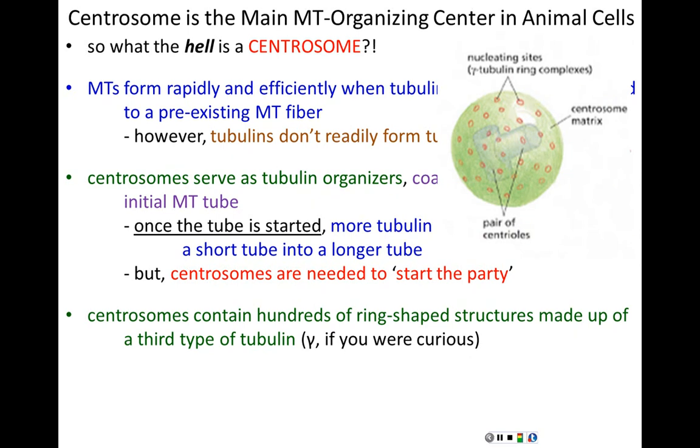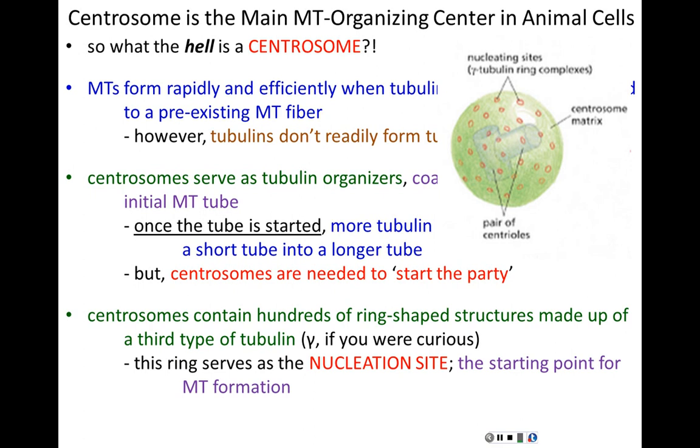Well, centrosomes are, again, a ball of structure, to keep it as simple as possible, containing hundreds of ring-shaped structures made up of tubulin. Here it's a third type of tubulin, gamma tubulin, if you're so curious. They're not alpha or beta, it's a third type, but still tubulin. So these are rings of tubulin protein. These rings, because they are tubulin, serve as the smallest, shortest, pre-existing tubes of tubulin. They serve as nucleation sites, as starting points for microtubule formation.